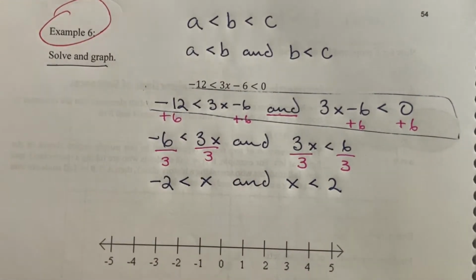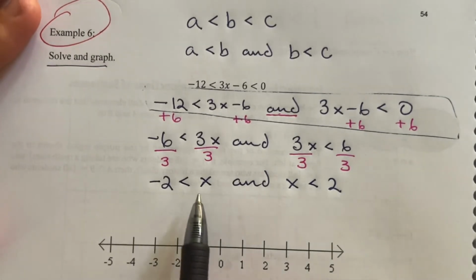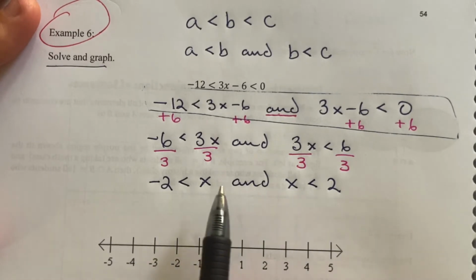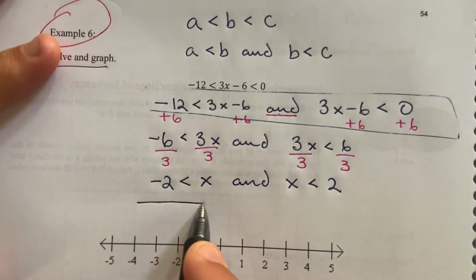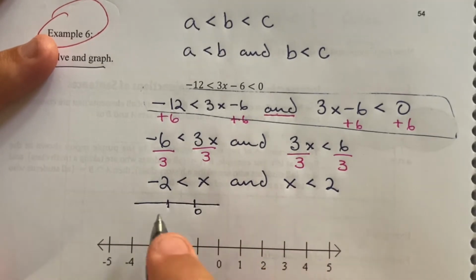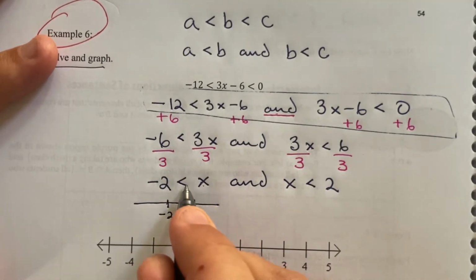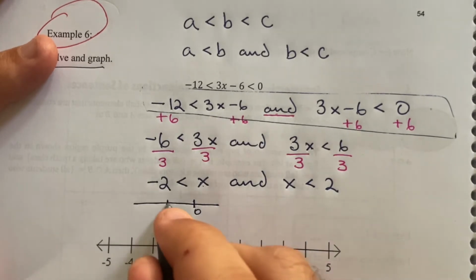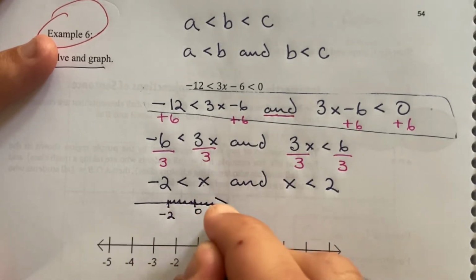Okay. So the solution, what I'm going to do is first independently graph both of these pieces. So this piece would be, well, if this is 0, this is negative 2, all x is greater than negative 2. So I'd say everything to the right.